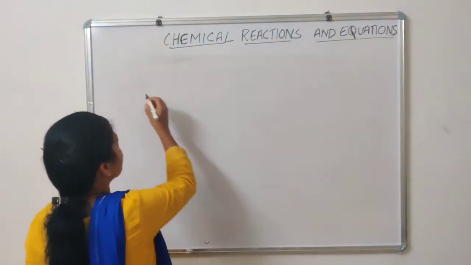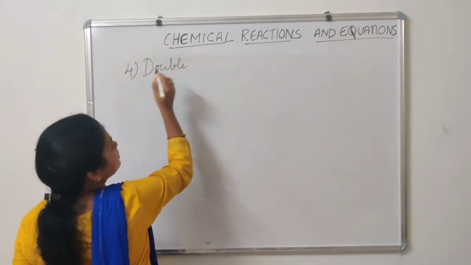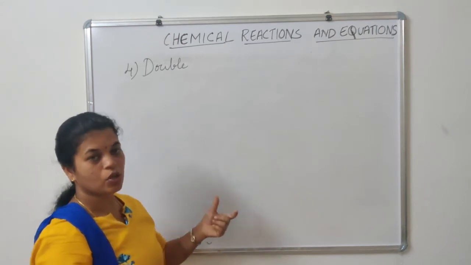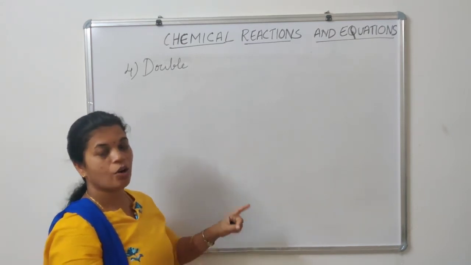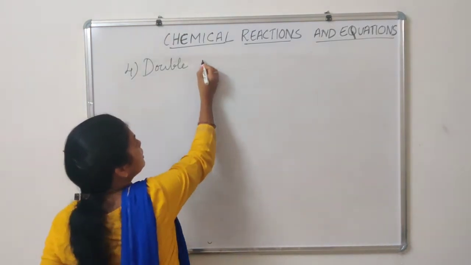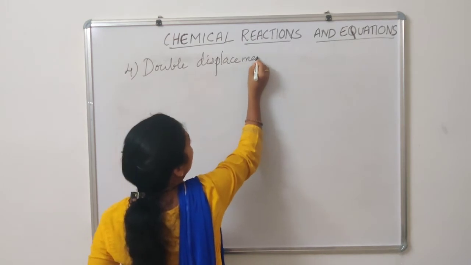So let us consider the next one, that is double displacement reactions. Next, the fourth category is double displacement reaction. The third one, what you have learned? Chemical displacement is also called single displacement. There one element is treated with a compound. Here double displacement means the reaction is carried out between two compounds.